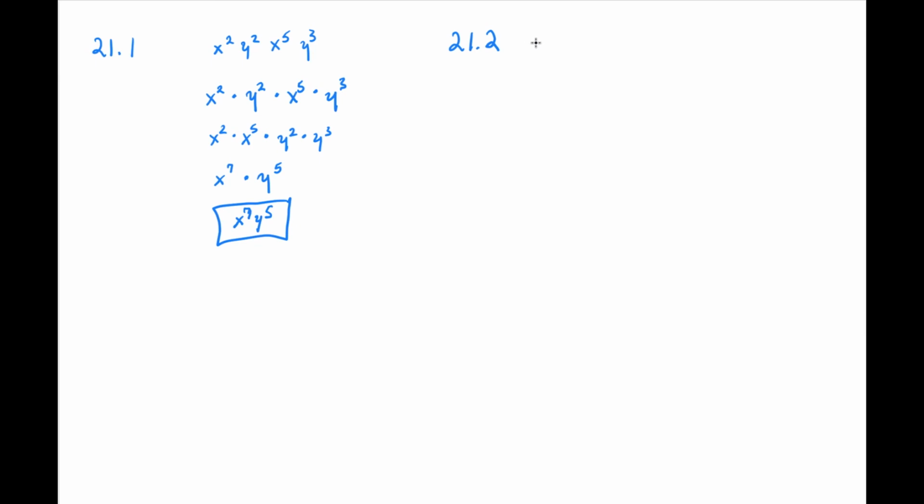21.2 is a little bit longer. That's okay. We have x^2, y^3. Technically it's y to the third, m to the fifth, x to the third, and y to the second. All right, so we have a bunch of variables. Let's start by looking at what variables we have. We have an x, we have a y, we have an m, another x, and another y. So let's go ahead and just write this out.